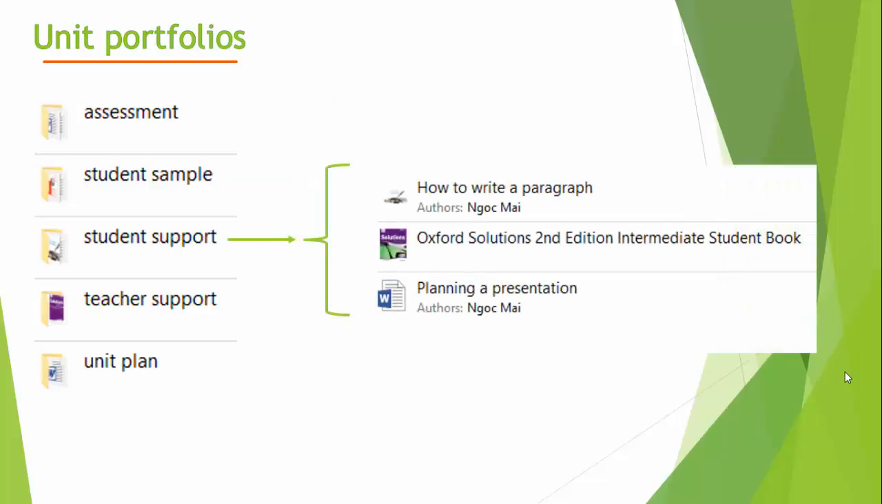In student support, I provide them 3 materials. The first one is a PowerPoint guiding to write a paragraph. The second one is the textbook they will use in class. And the last one is to help them plan their presentation.